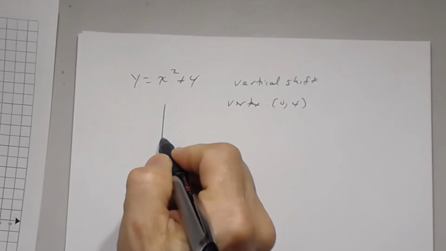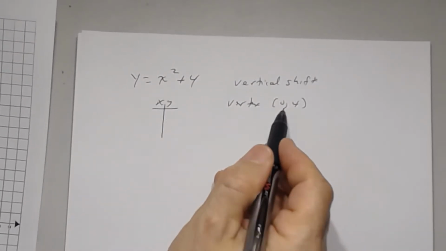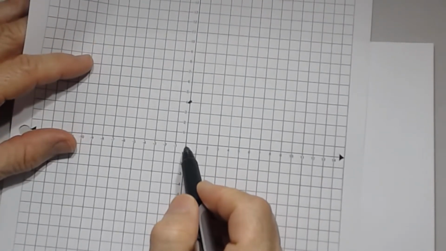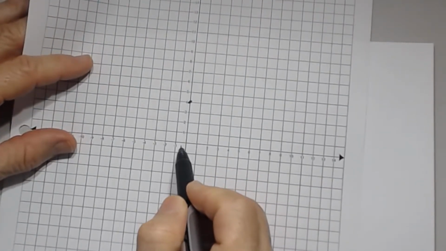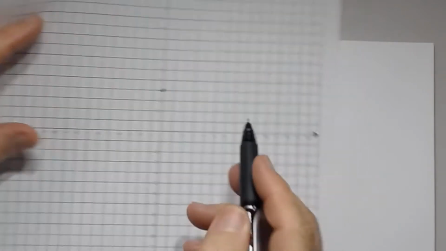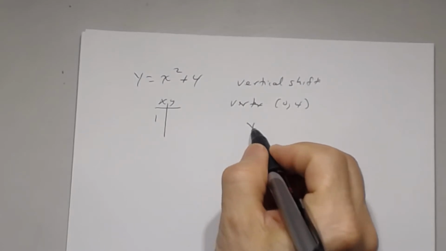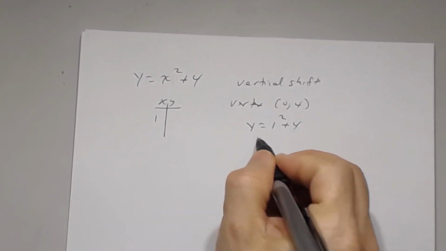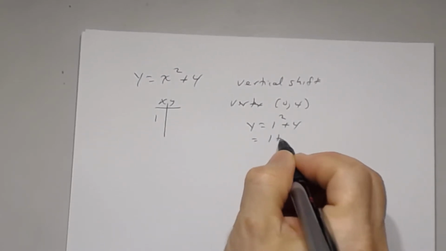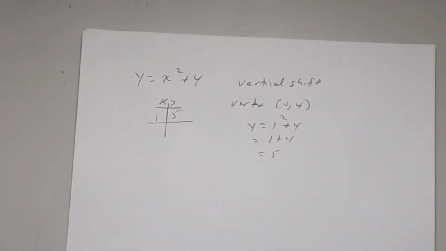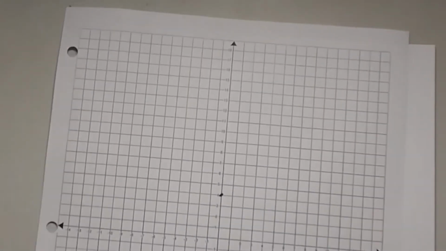All right, now notice what you're going to do. So I found my vertex, so there's my vertex. So x is 0, right, for the vertex? So then you're going to say, all right, I'm going to let x be 1 this time. If x is 1, I get y equals 1 squared plus 4. What's 1 squared? 1. 1 plus 4 is 5. Okay? All right, so I plot the point 1, 5.